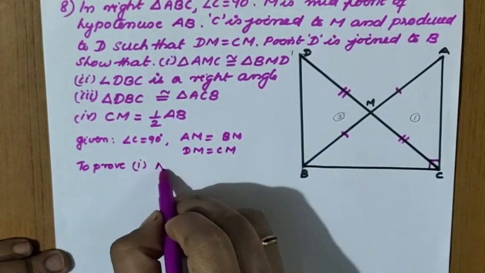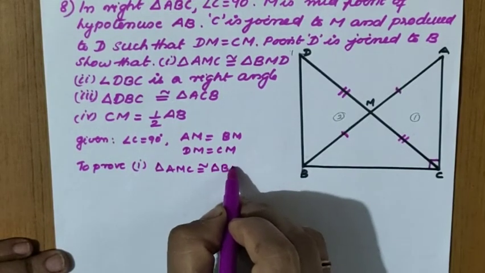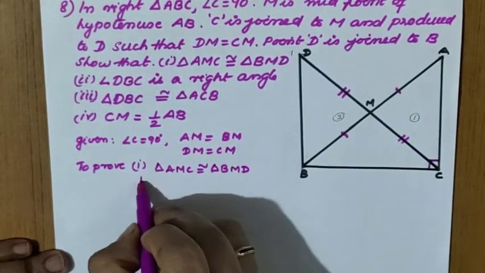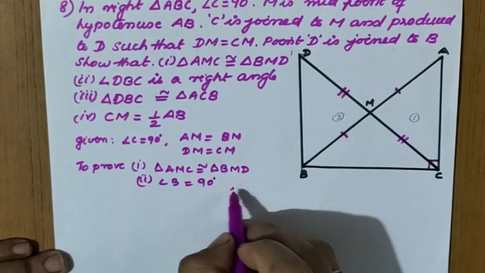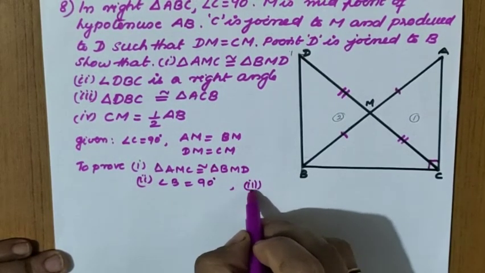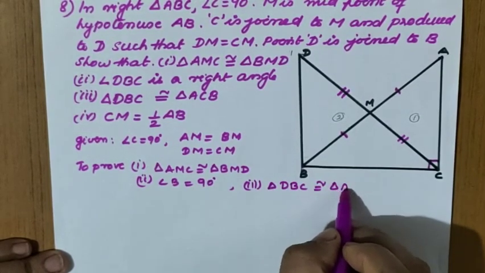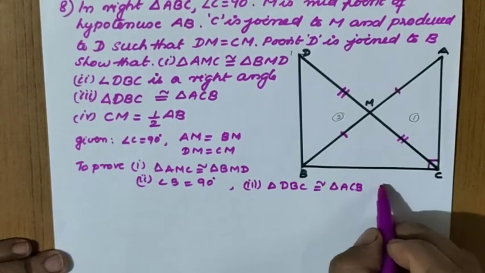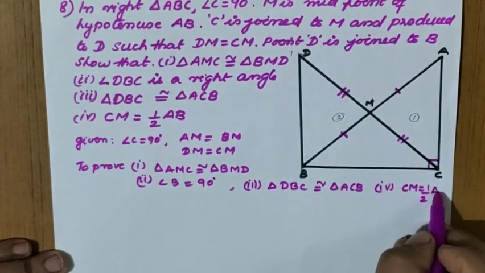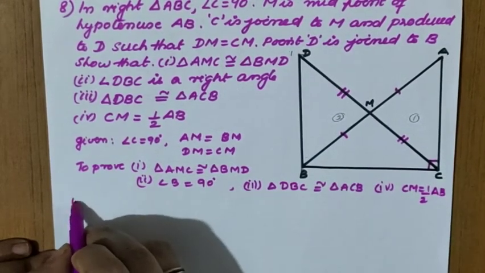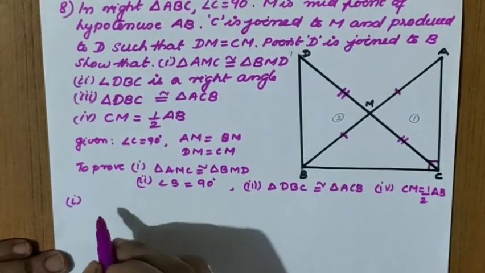Okay, right. First, what is the first one? Triangle AMC is congruent to triangle BMD. Number 2, angle B equals 90. Number 3, triangle DBC is congruent to triangle ACB. Number 4, CM equals half AB, right? So the first proof, let me finish. That is the first proof. I can write it like this, otherwise proof and proved we can write.